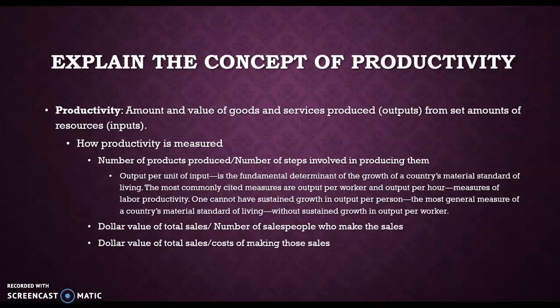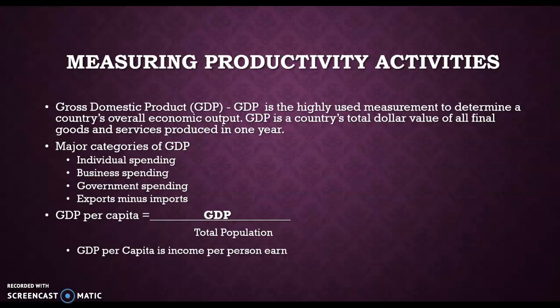Then another way to compute output is, of course, the dollar value of total sales divided by the number of salespeople who make the sales. So these are more for sales-based jobs. If there are 6 people working and you make $36,000, then you divide it and figure out how much each person gets for doing that. And then another way is the dollar value of total sales divided by the cost of making those sales. So always we have to take into consideration that there is a cost to produce everything. So you definitely have to take that into account when you're doing productivity.